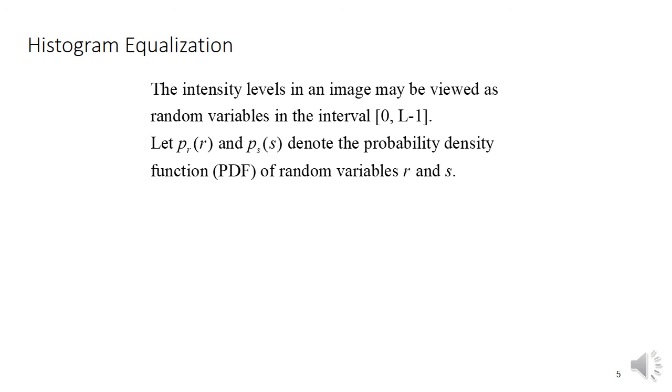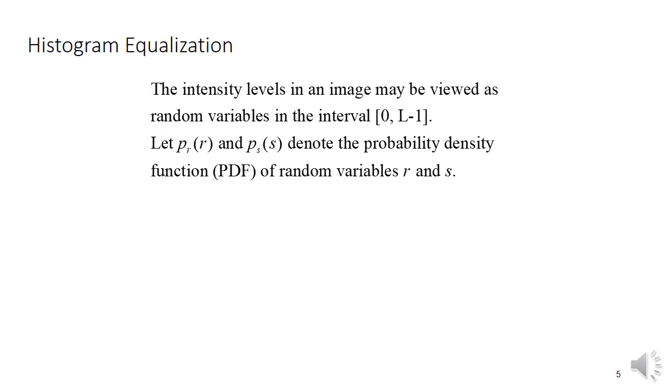In digital image processing, we often need histogram equalization because it gives us high contrast images, and after histogram equalization, the viewing quality of an image increases. The intensity levels of an image are in the range 0 to L minus 1, and these values are all distinct variables.